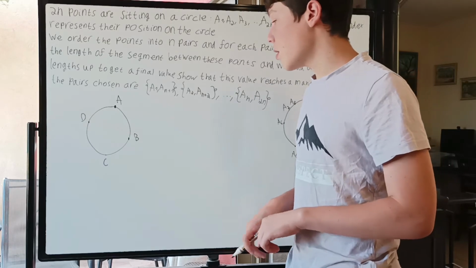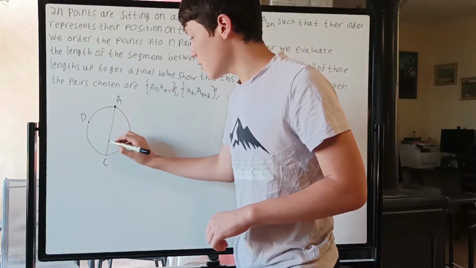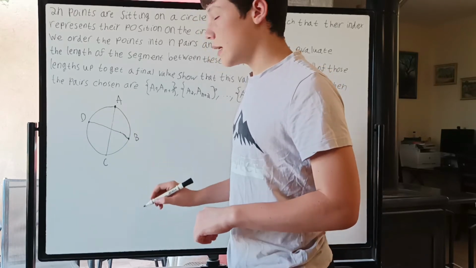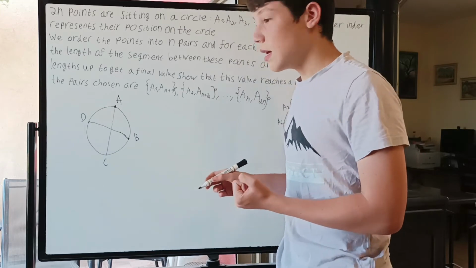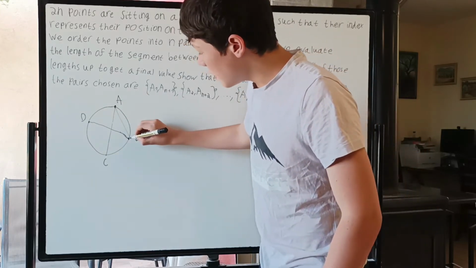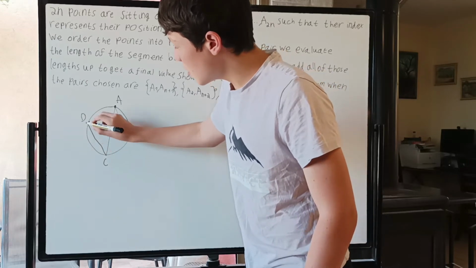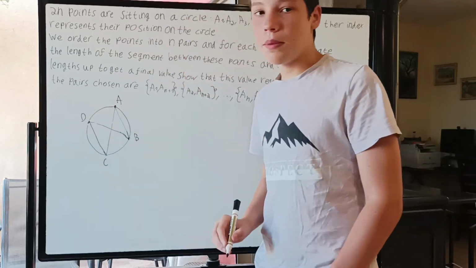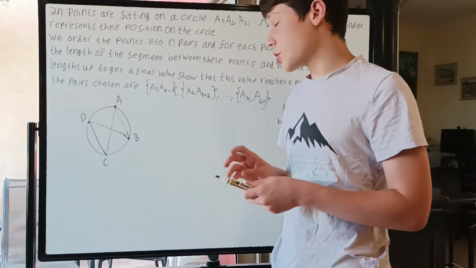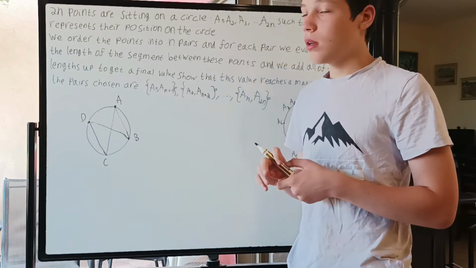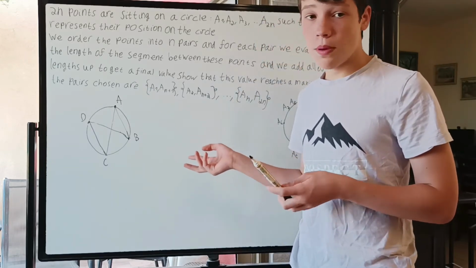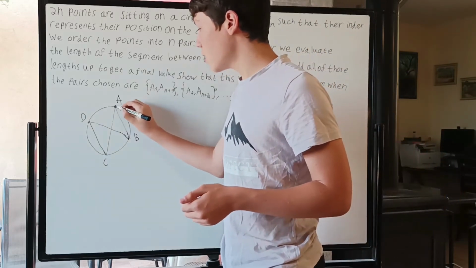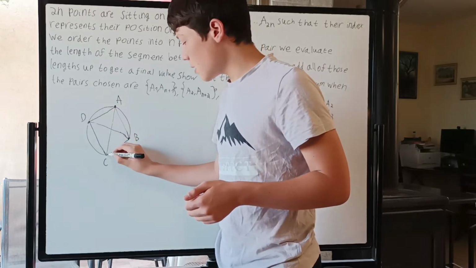We want to show that AC plus BD, the sum of these two lengths, is bigger than AB plus CD, which is one way to take 2 pairs that are not the diagonals, and it's also bigger than AD plus BC.